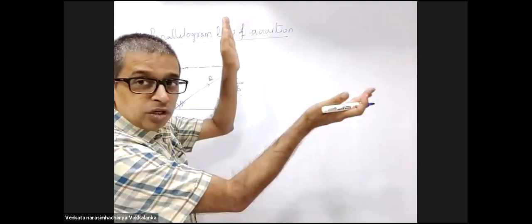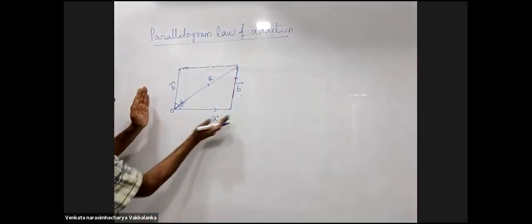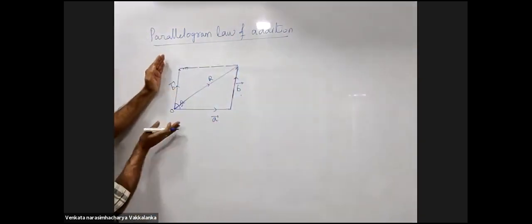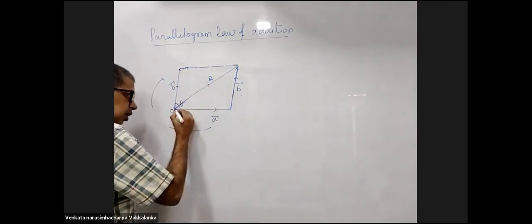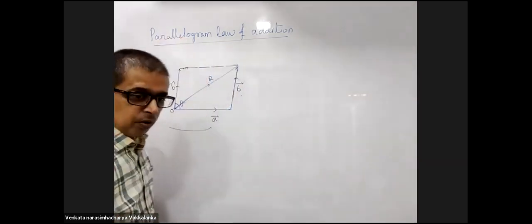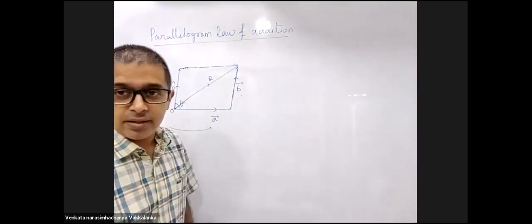that means they are in opposite order. This is anticlockwise, this is clockwise. Drawn from a point, they are in opposite order. A and B. The diagonal of the parallelogram drawn from the same point is the resultant.